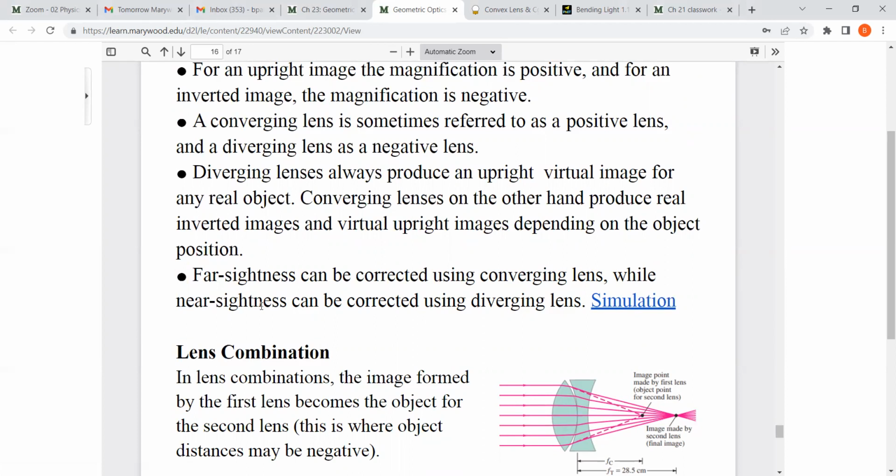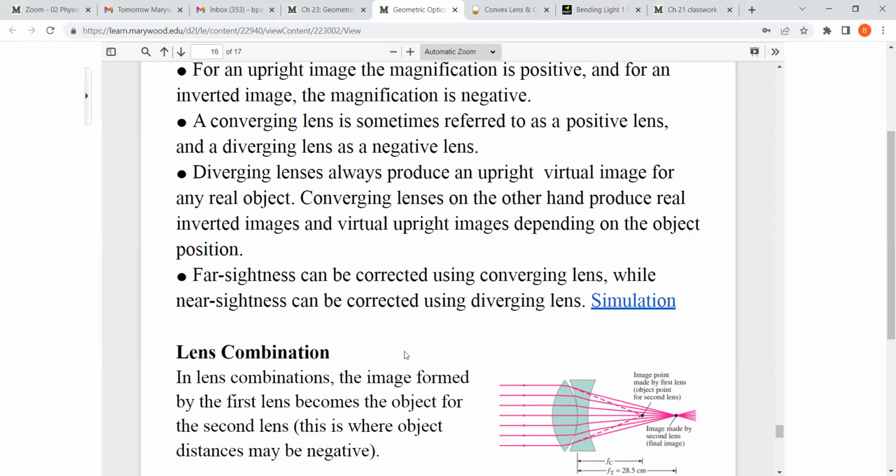So what is farsightedness? Farsightedness means a person who only sees distant objects better. And nearsightedness means a person who only sees near objects clearly. For example, I have this problem, nearsightedness. So I can only see near objects better. I cannot see objects that are far.